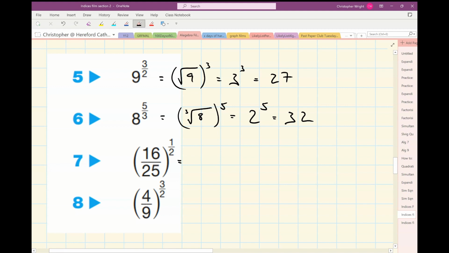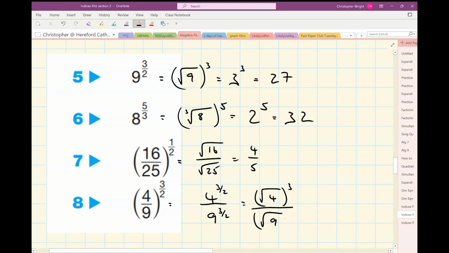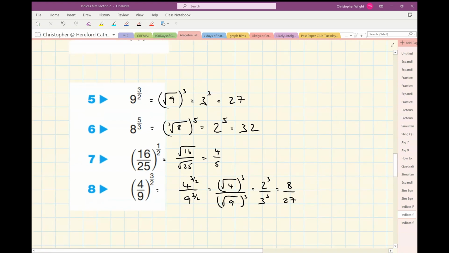Number 7, this fraction to the power of a half. Well, that's going to be the square root of the fraction, which is going to be the square root of 16 over the square root of 25, which is 4/5. And number 8, this fraction raised to the power of 3 halves. That's going to be 4 to the power of 3 halves over 9 to the power of 3 halves, which is the square root of 4 cubed over the square root of 9 cubed, which is 2 cubed over 3 cubed, which is 8 over 27. So that is questions 1 to 8 done there.